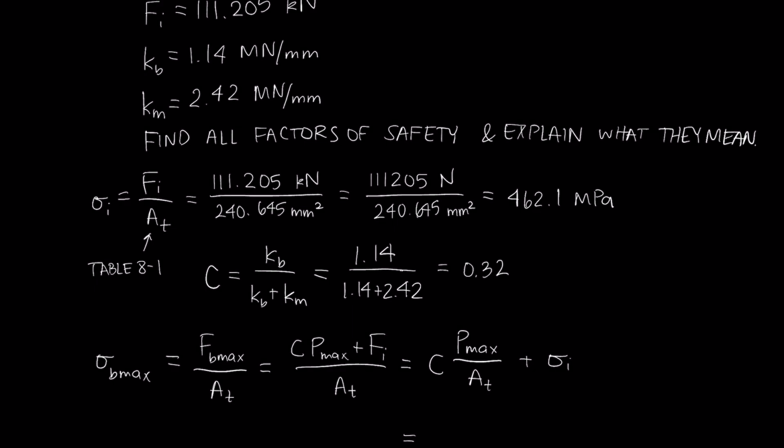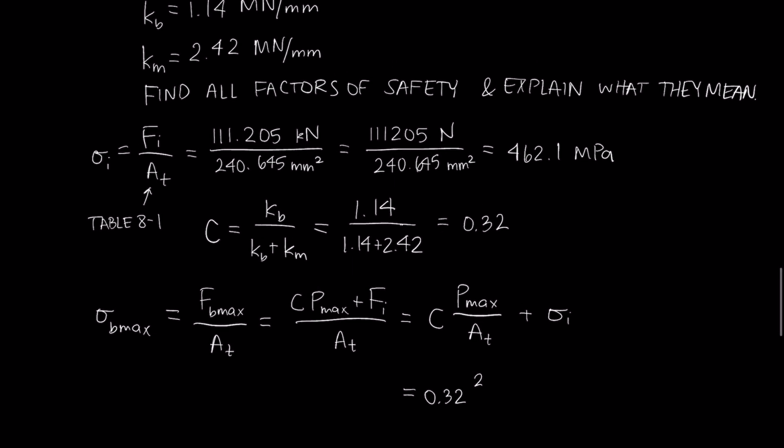So now when I plug things in, I get 0.32 times the maximum external load, which was 26.69, and I'm going to go ahead and convert that to 26,690 newtons, divided by tensile stress area, which is the same as it was before, 240.645 millimeters squared, and then add our preload stress, which is 462.1 megapascal. And when you add all that up, you should get 497.66 megapascal.